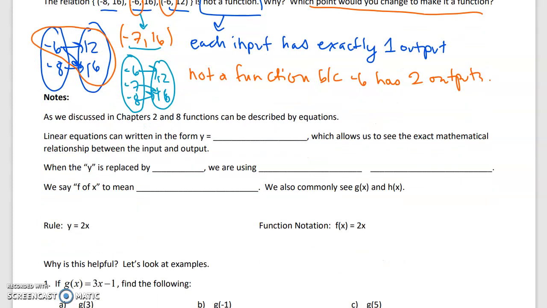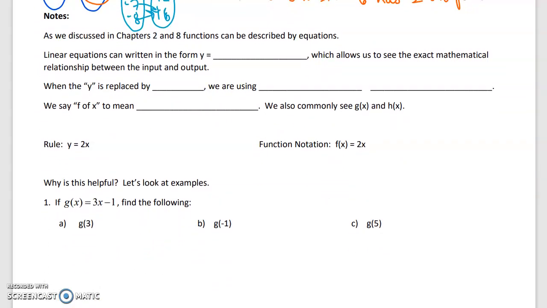So we've been working a lot with functions, linear equations, and relations. And we did a lot of this in chapter 2. And one of the things that we really focused on was linear equations, especially in chapter 8. And linear equations can be written in the form y equals mx plus b. This is our slope-intercept form. And it allows us to see the exact mathematical relationship between the input and the output. So remember, we put the x in, we do the math, and we get the y.